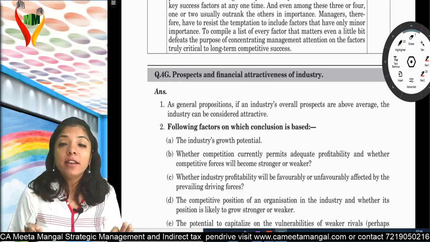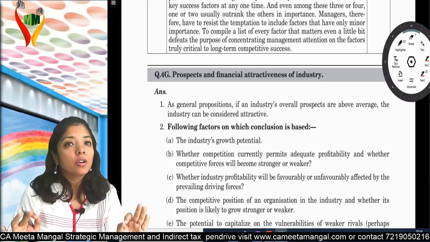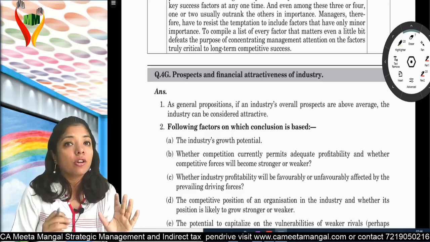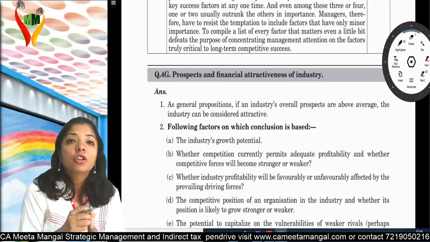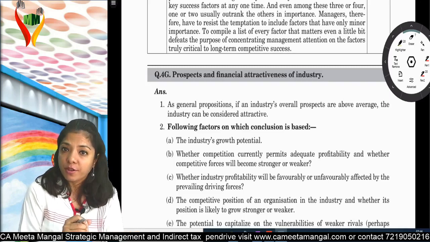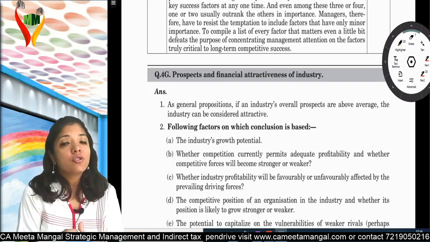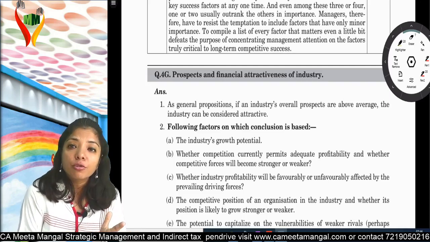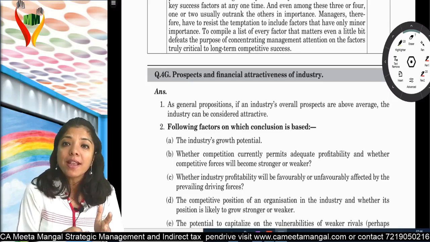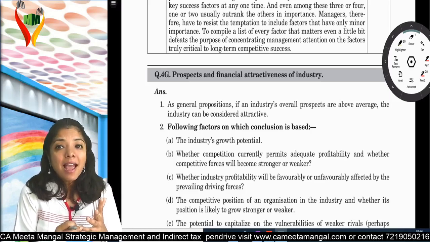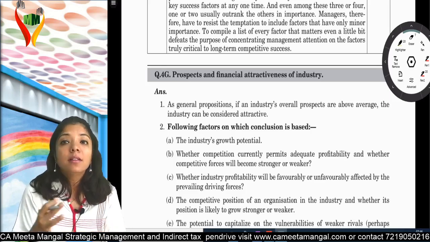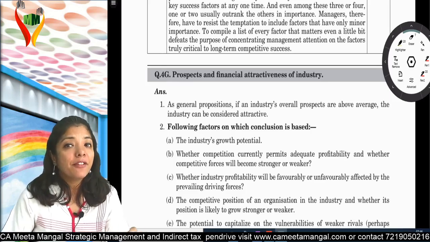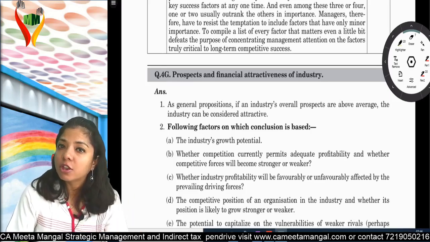So what are these? These are the 7 issues of industry and competitive analysis. The first issue, dominant economic features of the industry. Second, nature and strength of competition. Third, triggers of change. Fourth, identify the strongest or weakest competitor. Fifth, likely strategic moves of rivals. Sixth, key success factor. And seventh, prospects and financial attractiveness of the industry.